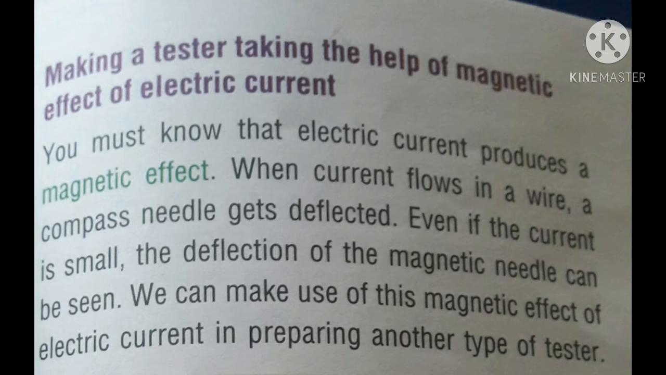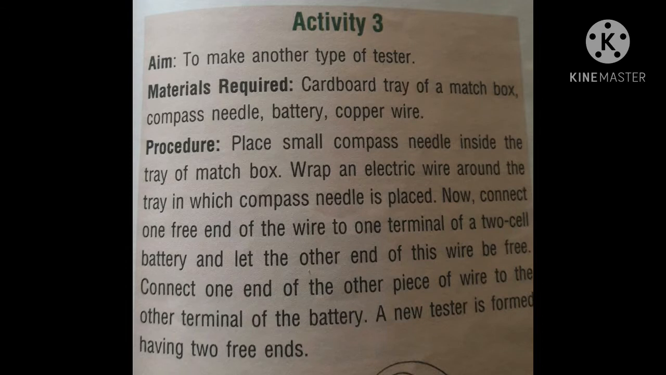You must know that electric current produces a magnetic effect. When current flows in a wire, a compass needle gets deflected. This we have done in class 7th. Even if the current is small, the deflection of the magnetic needle can be seen. We can make use of this magnetic effect of electric current in preparing another type of tester. Now activity 3. To make another type of tester.